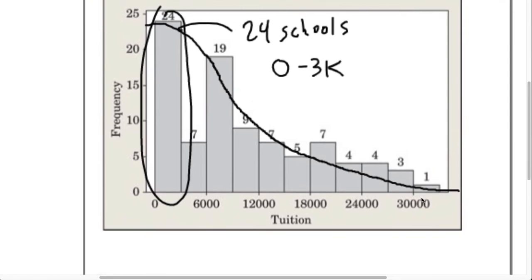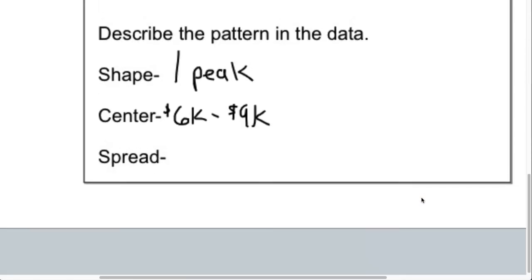The center of that is going to be a little bit trickier, but let's see what we can do here. So we have, let's figure out how many total schools. Oh, they told us 90 total schools. So the center would be the 45th school. Okay, so let's find where the center of that is. So we have 24 plus 7 is 31, and then plus 19 is 50. And so the center in this case would be between, because this is a histogram, we would say it as a range. The center would be between $6,000 and $9,000.